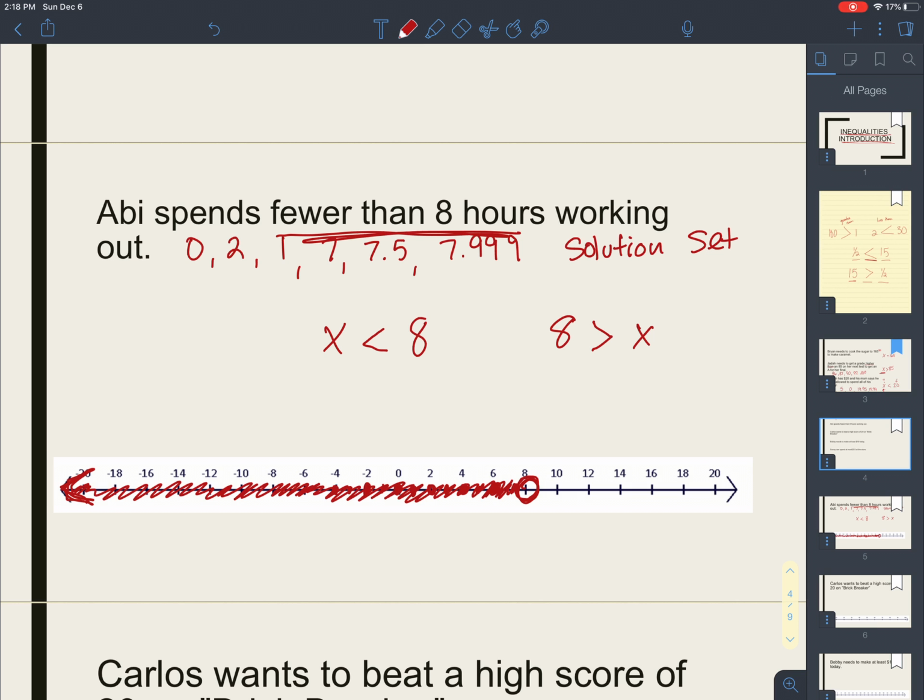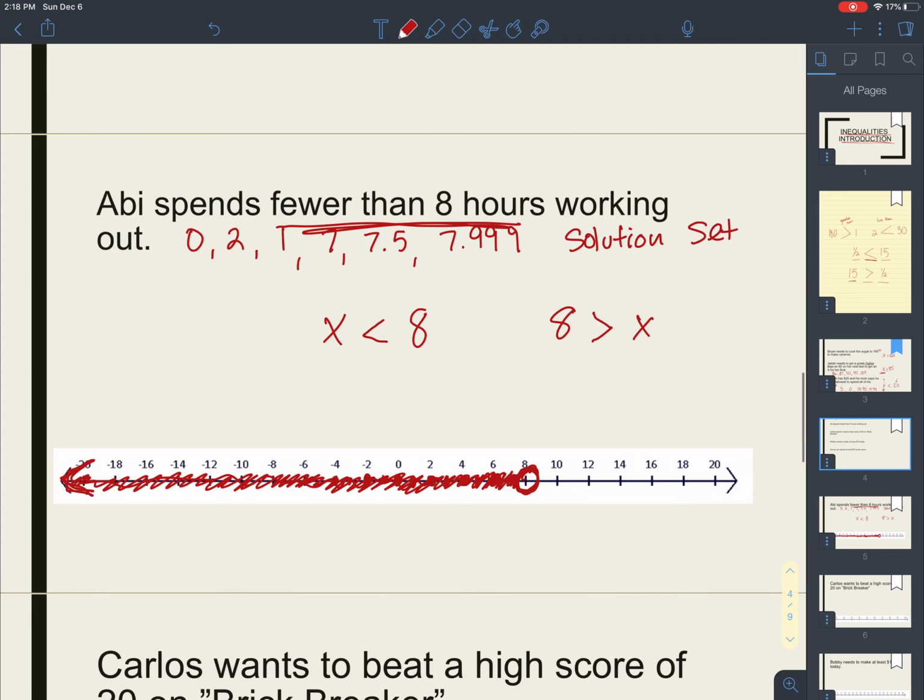So that's how we graph this inequality. We draw a circle around where we start, but we don't shade it in like we did all these other numbers because we're not going to include 8. And you'll see a few more examples of what that looks like.